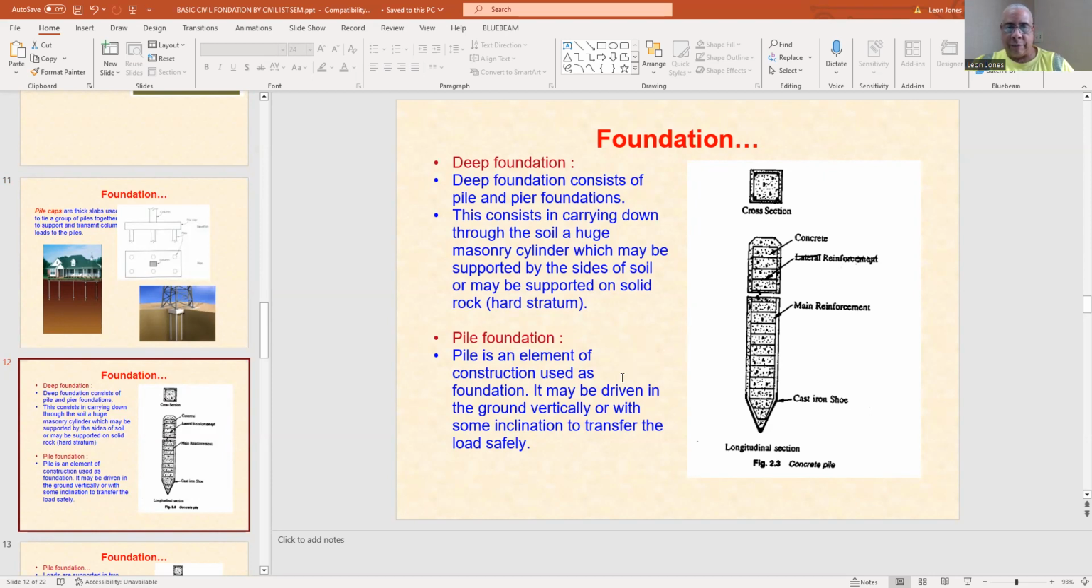Now, again, we deal with a pile foundation. That's an element of construction used as a foundation. So it may be driven in the ground vertically or with some inclination to transfer the load safely.